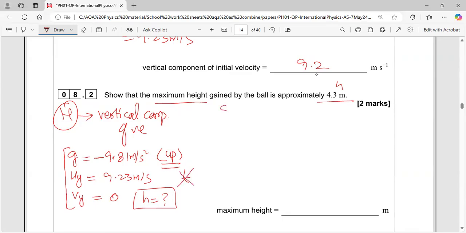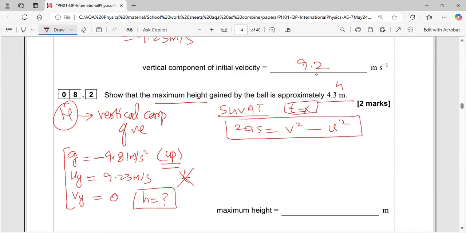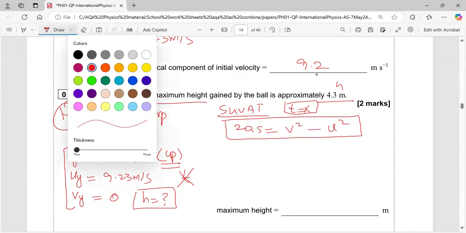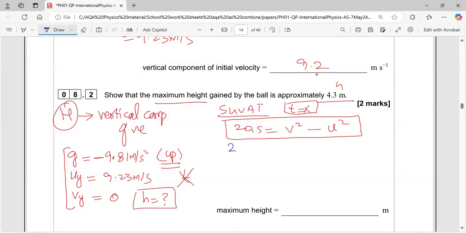So we will be looking for a SUVAT equation in which time is not there. So that will be 2as equals v squared minus u squared. So this is the equation that you identified based on the knowledge that time is missing. So you just have to plug in the values. So this is 2, this is g, this is h, this is vy squared minus uy squared.